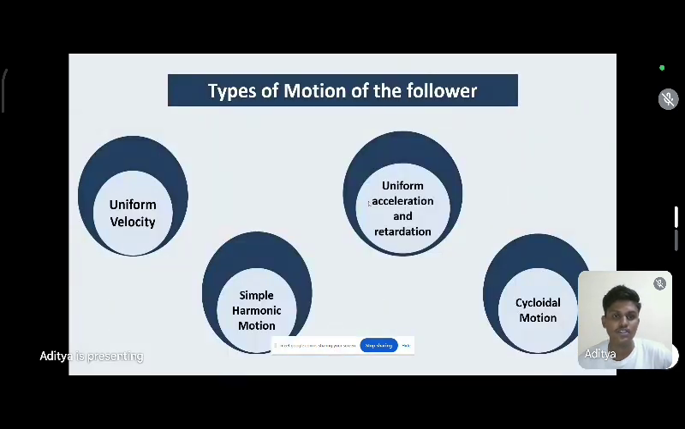So, second: types of motion. There are four main types of motion of the follower. First one is uniform velocity. Second one is simple harmonic motion, such as SHM. Third one is uniform acceleration and retardation. And fourth one is cycloidal motion.